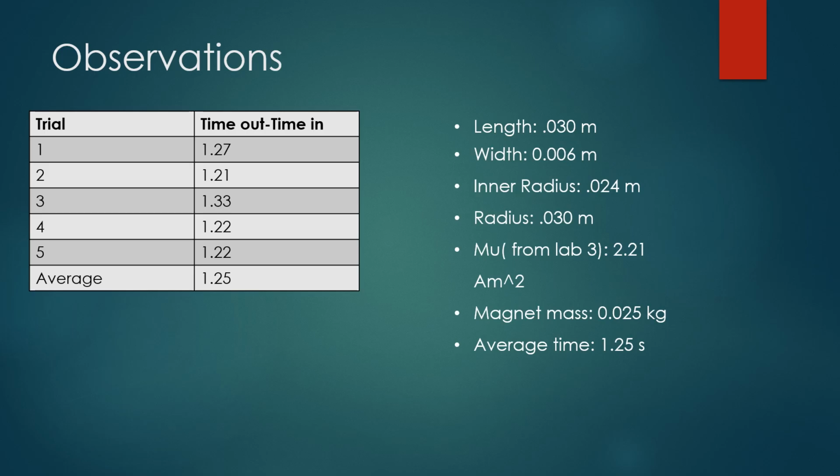And on the right, I have some of my initial conditions of the materials. The length was 0.03 meters, the width 0.006 meters, inner radius of the tube 0.024 meters, outer radius was 0.03 meters, and I have my mu and magnet mass as well, and the average time through the tube, like I said earlier in the table.